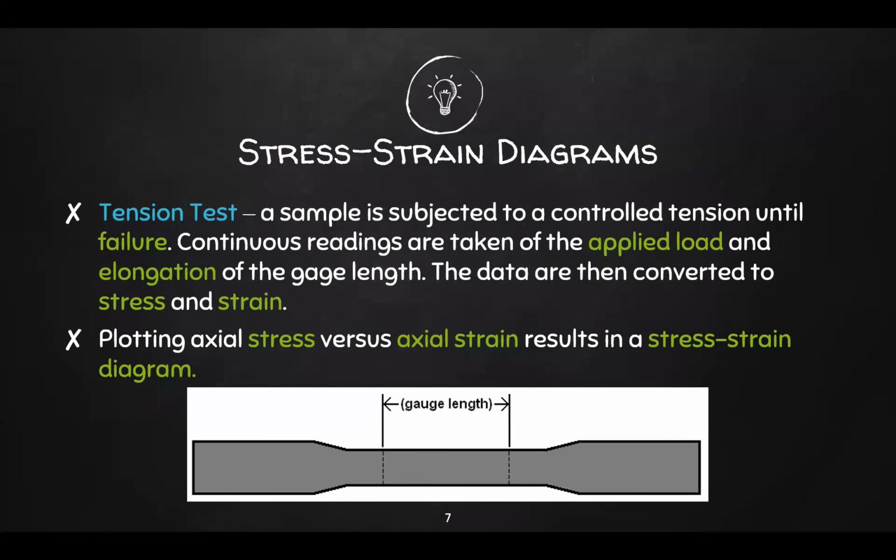So plotting your actual stress versus actual strain results in your stress strain diagram. So this is an example of your rod. Okay, you're going to subject this to tension. And this is your gauge length where you'll be basing your length from. Okay, so as you imagine, you elongate this, record your load, then the amount this gauge length elongates, okay, and then again compute stress and strain.